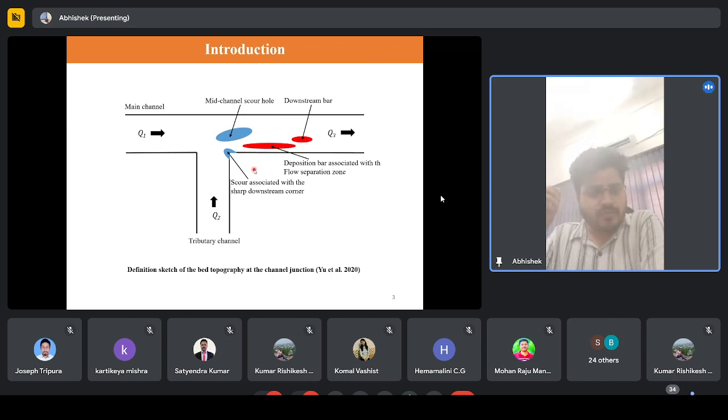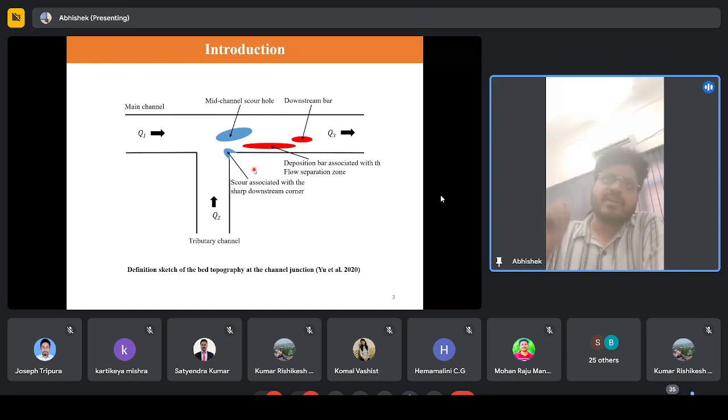For that purpose, we will use 3D simulation, and we will discuss the challenges that we will face in doing so. What are the limitations of the 3D model in reproducing the bed features? And what is the possible application of CFD in reproducing the bed features?